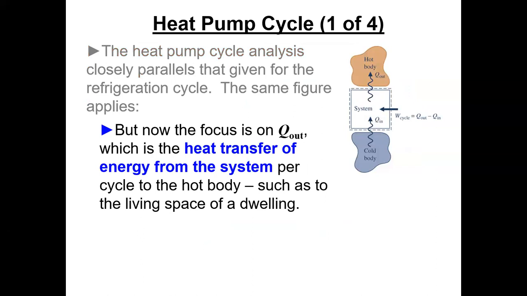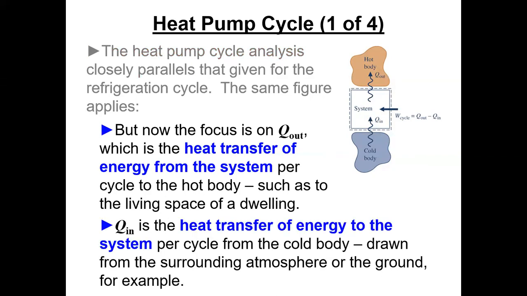Okay. Now the focus is on Q out, which is the heat transfer of energy from the system per cycle to the hot body, such as a living space or dwelling. Q in is the heat transfer of energy to the system, which is typically drawn from the ground, a lake, or the air, typically outside someplace where it's already cold, but we can still pull heat out of it and make it colder.